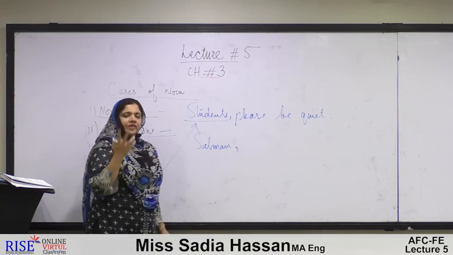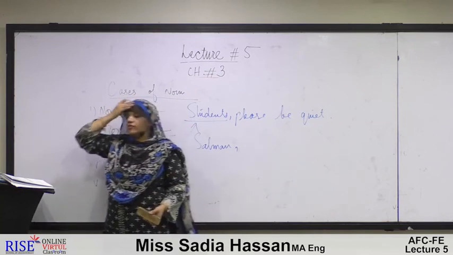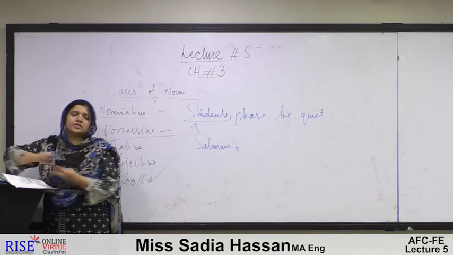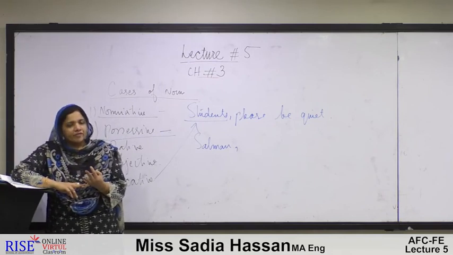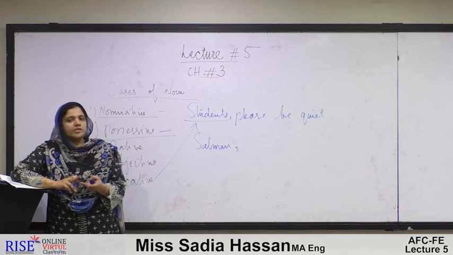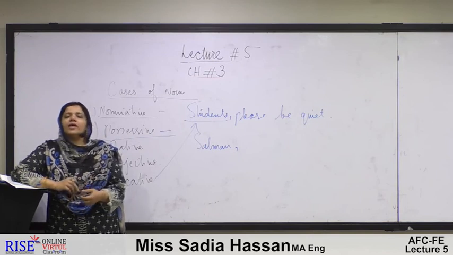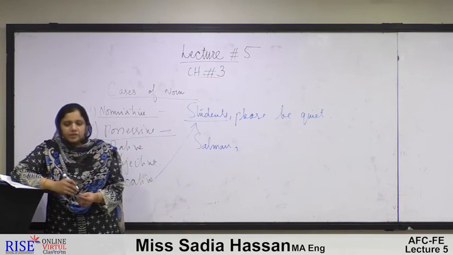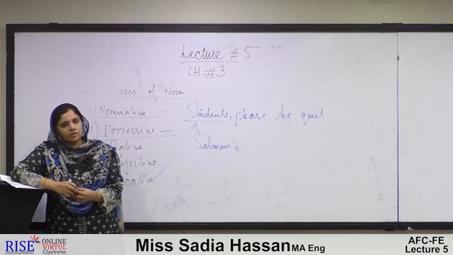So there are 5 cases in the series of the cases of noun. Firstly, it was nominative, possessive, objective, dative, and vocative. We have read them in their different contexts. This was all with the noun.